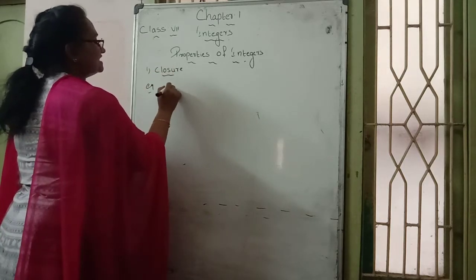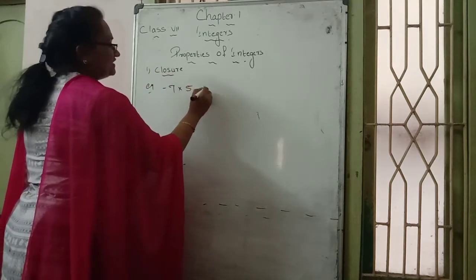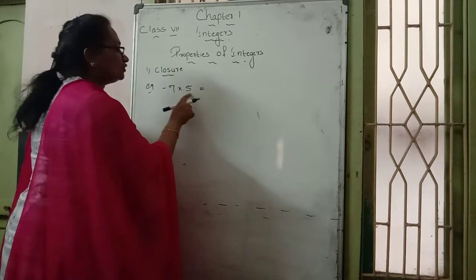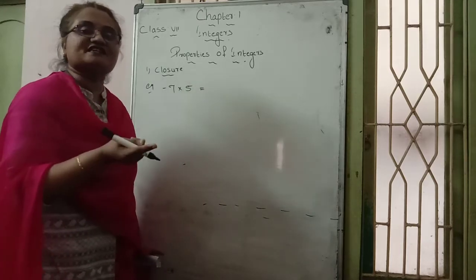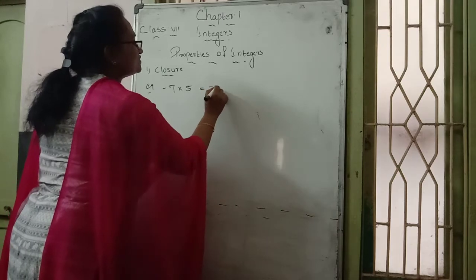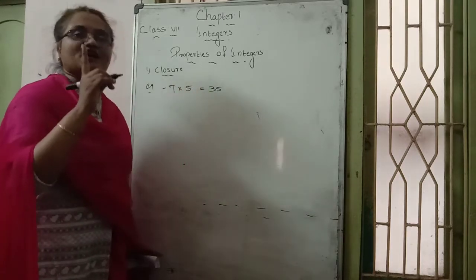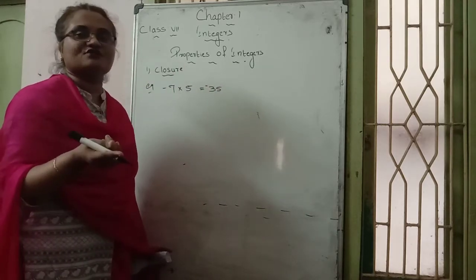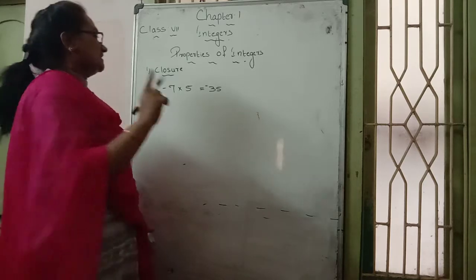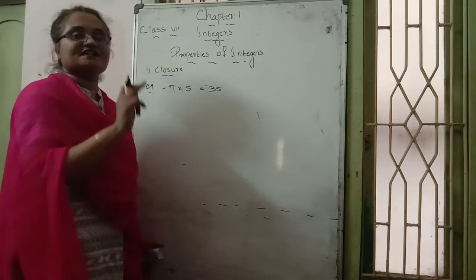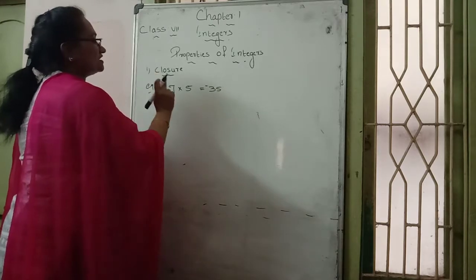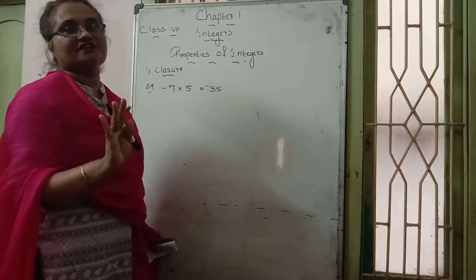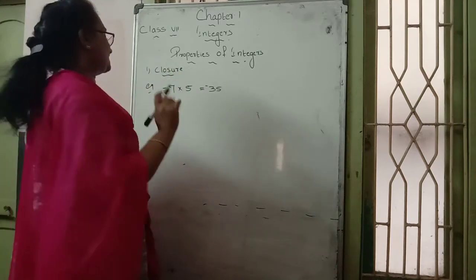Example: here minus 7 into 5. 7 is a negative integer, 5 is a positive integer. First what we want to do is multiply them. 7 fives are how much? 35. How many times is the minus symbol repeated? One time. 1 is an odd number, that's why the answer becomes minus 35. Minus 35 is also another integer. So what we can say is, in the multiplication case it is closed. Here integers are closed under multiplication.